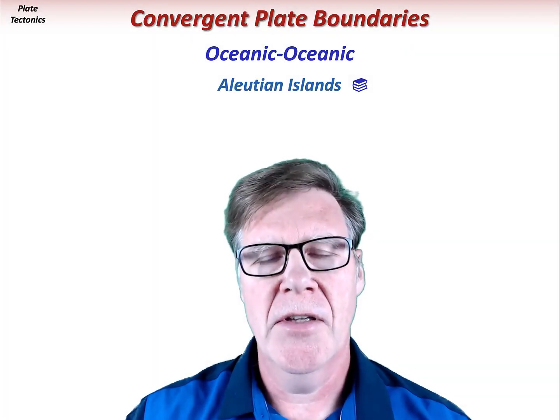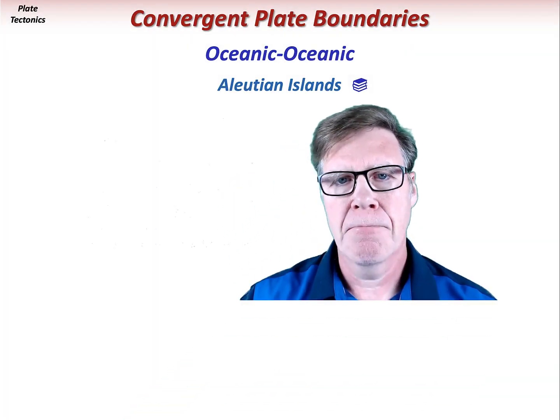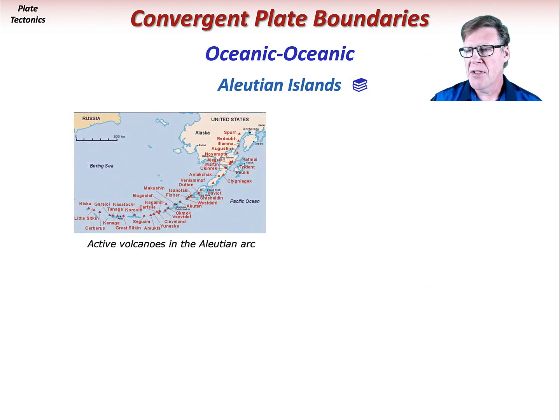The Aleutian Islands of Alaska are an example of an Oceanic-Oceanic convergent boundary. Here's a map which shows the distribution of active volcanoes in the Aleutian Arc, stretching all the way from the mainland of Alaska to the west along the arc. So let's look at a few of these.